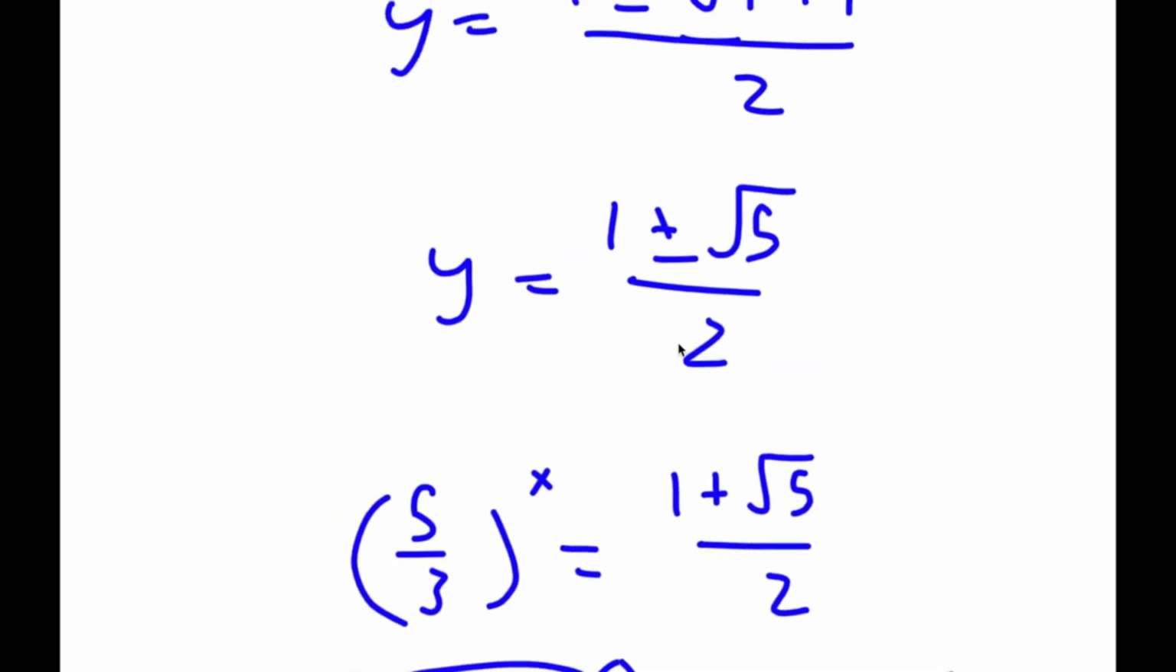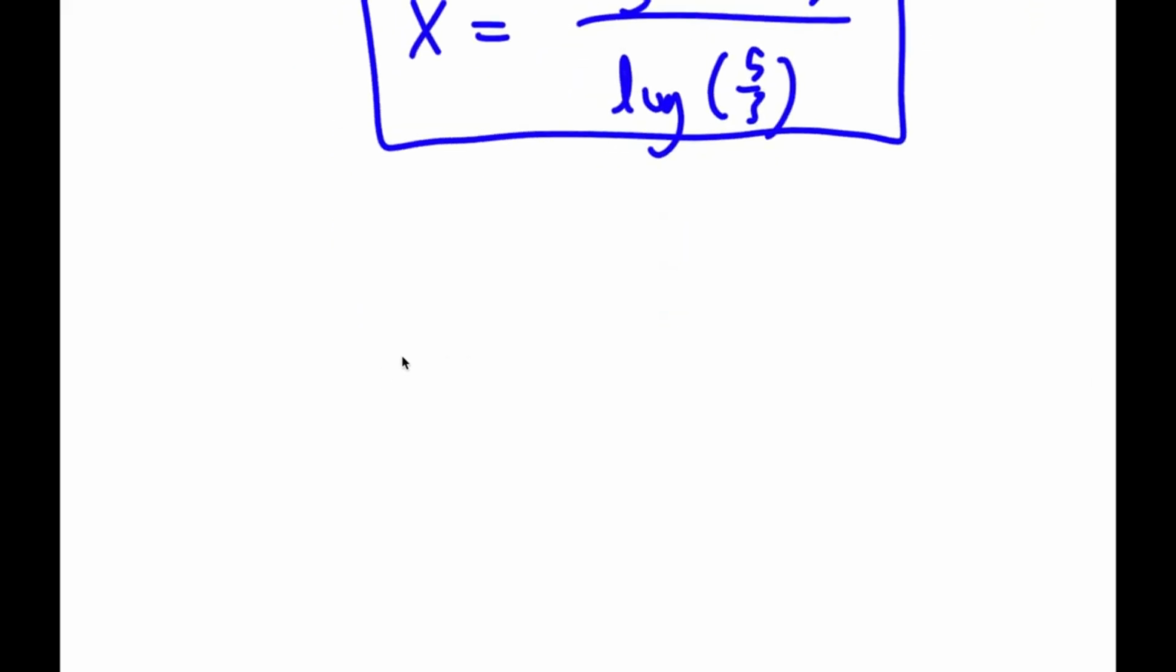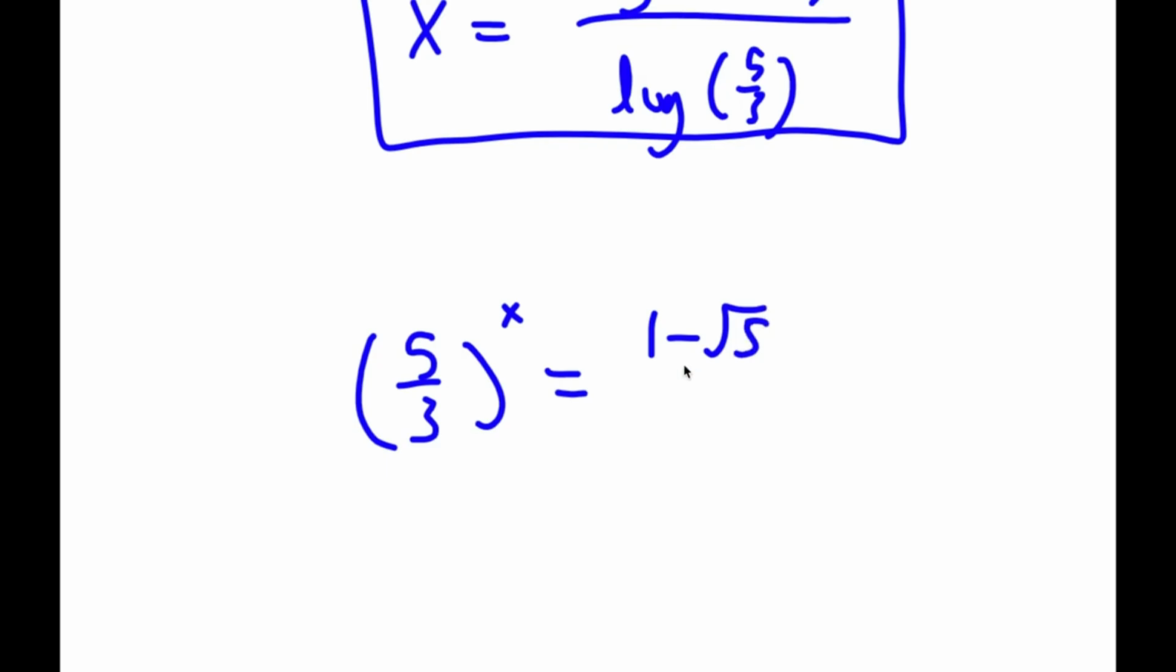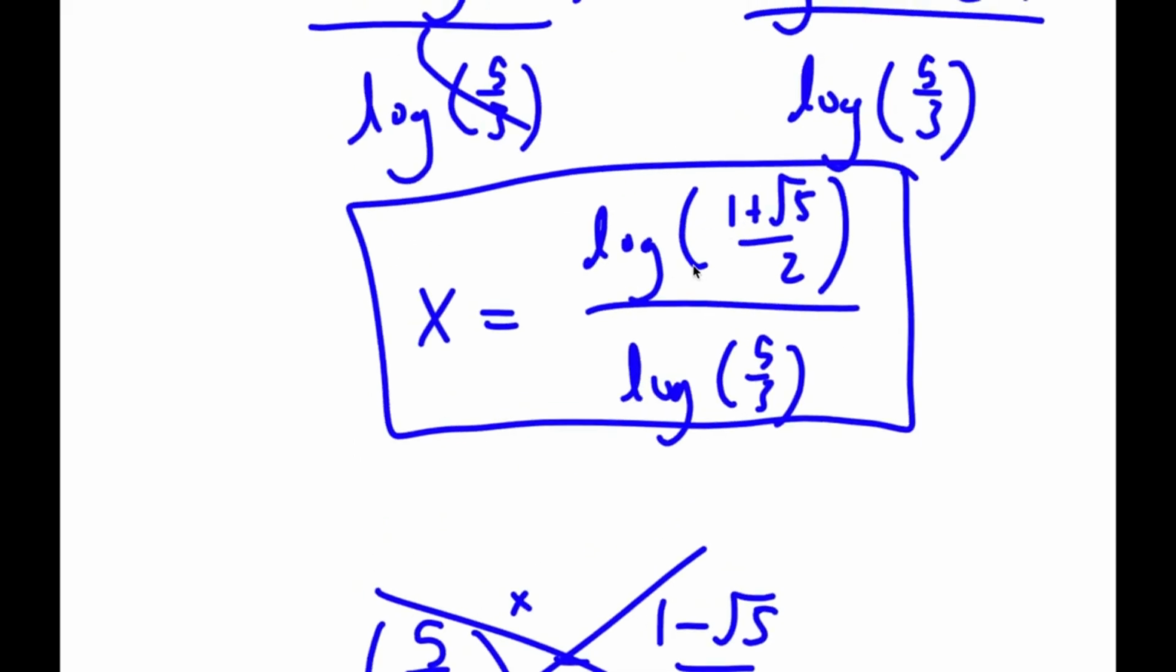Now, for 1 minus the square root of 5 over 2, I have 5 over 3 to the power of x is equal to 1 minus the square root of 5 over 2. Well, 1 minus the square root of 5, that's going to be a negative number. And you can't take the exponent of a positive number and make it a negative number. So this is wrong, and this is my only solution.